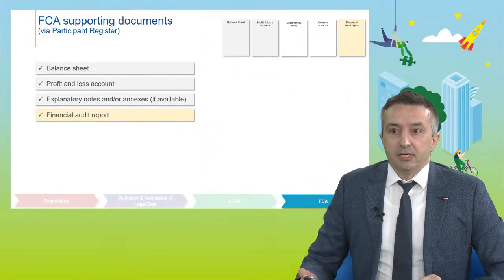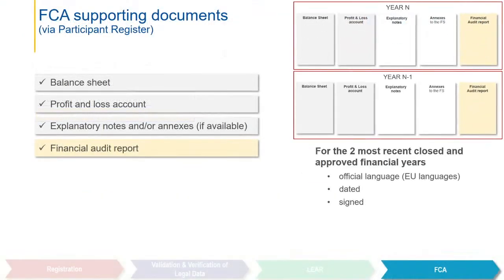The financial regulation also requests us to perform the financial capacity assessment based on the reports provided for the last 2 most recent closed and approved financial years. You may provide us these documents in the official language. You don't have to translate them into English or French. We will do that. Dated and signed. We are talking about the EU languages. If there are participants from Turkey or Albania or Serbia, we will kindly ask you to provide us a free translation in English to facilitate the process.